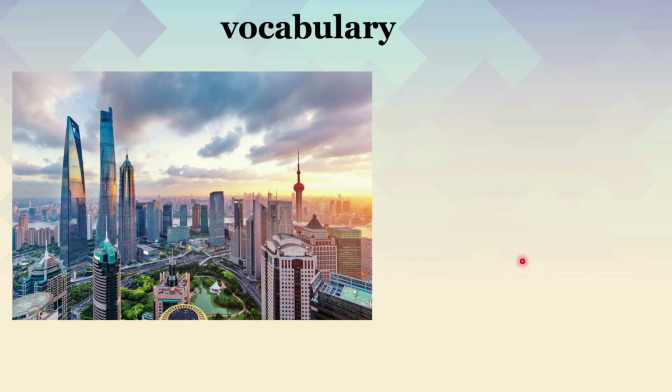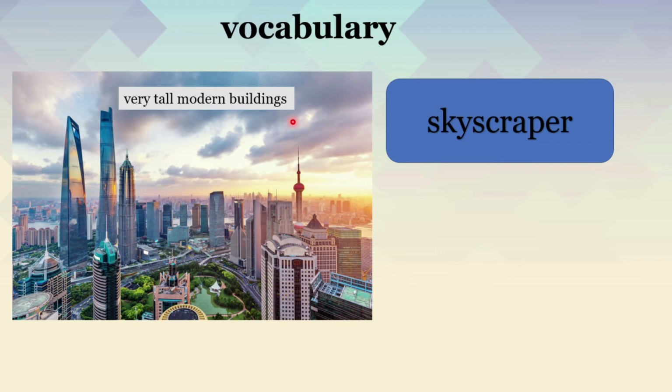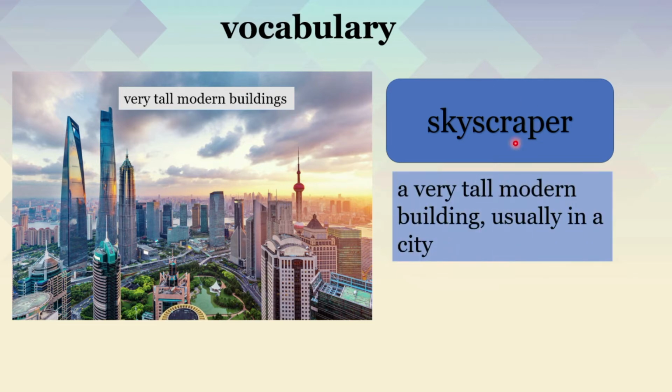Now, what can you see in this picture? You can see very tall modern buildings. They are called skyscrapers. A skyscraper is a very tall modern building, usually in a city.